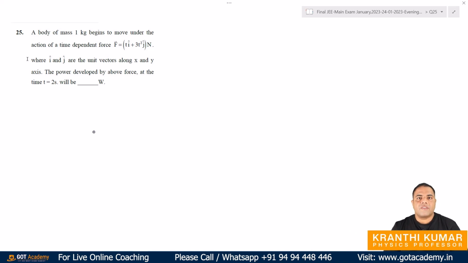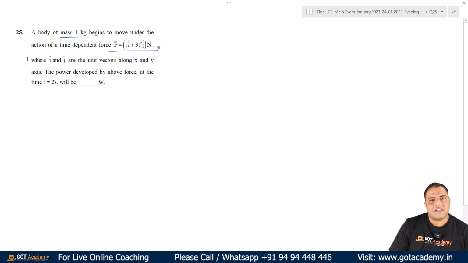Children, now let us discuss our 25th question. It was given that a body of mass 1 kg, and if you observe, there is a force acting. So very clear, force and mass. This is from Newton's laws of motion, isn't it? Especially Newton's second law.